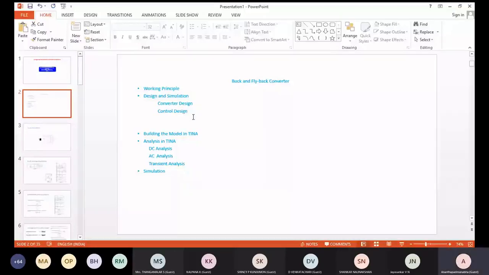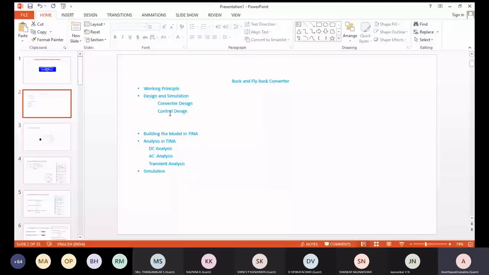And one more thing I want to highlight at this point of time: when I say design, I just want to stress the fact that we are not going to design any converter in detail. We just want to highlight what are the main aspects that we are supposed to focus on, especially for the purpose of simulation. So let us not concentrate too much on the design aspects. We will just fly through these two designs, that is converter design and control design.